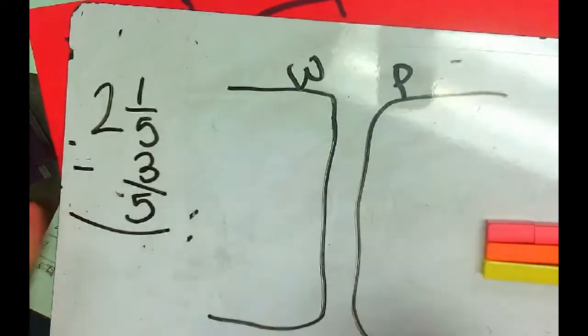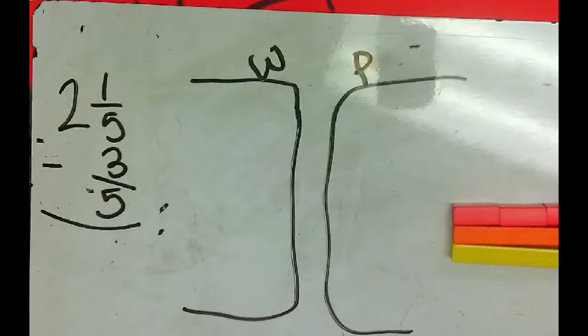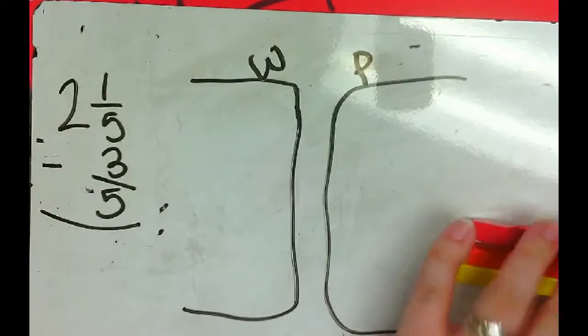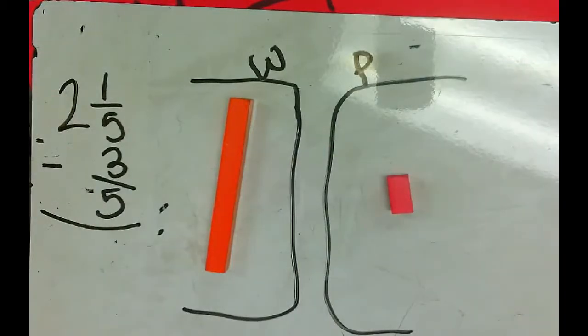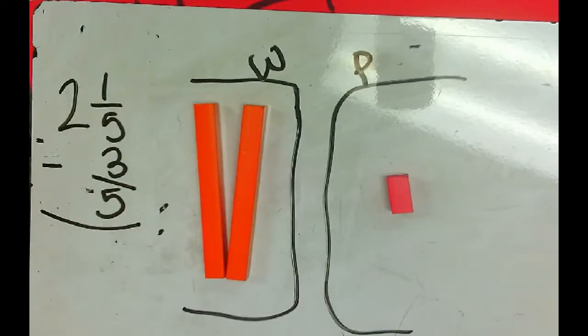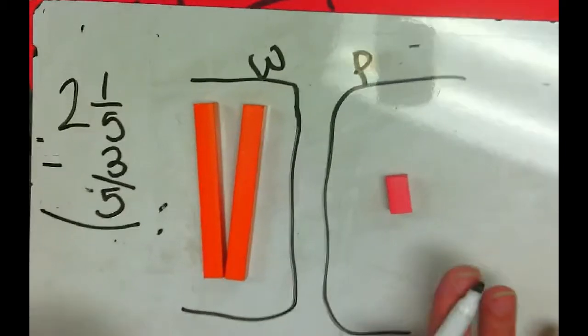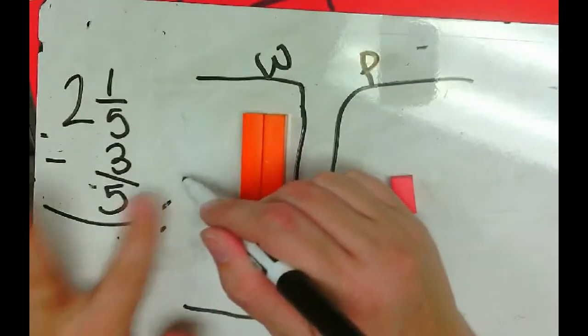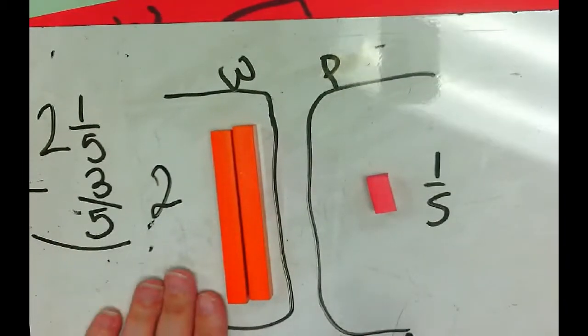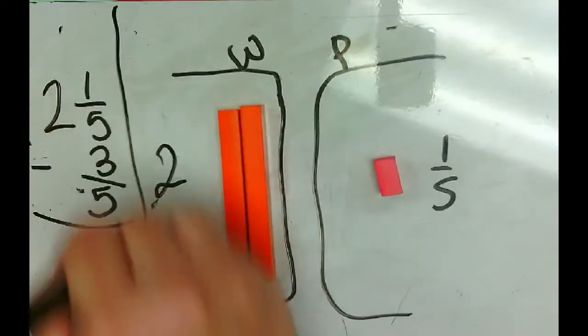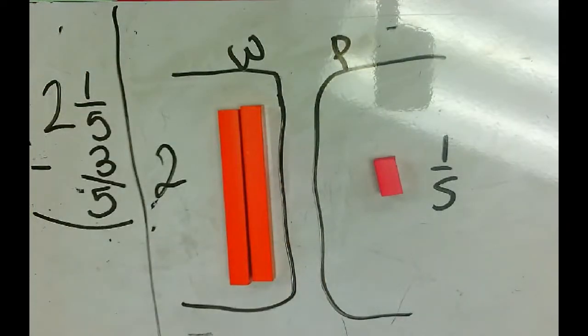3/5. So I want everyone to show me 2 1/5 to begin with on here. I need to grab another one. And I want to take away 3/5. So that we know what we have, right here we've got 2, and right here we have 1/5, right? Can I do 1/5 minus 3/5? No.